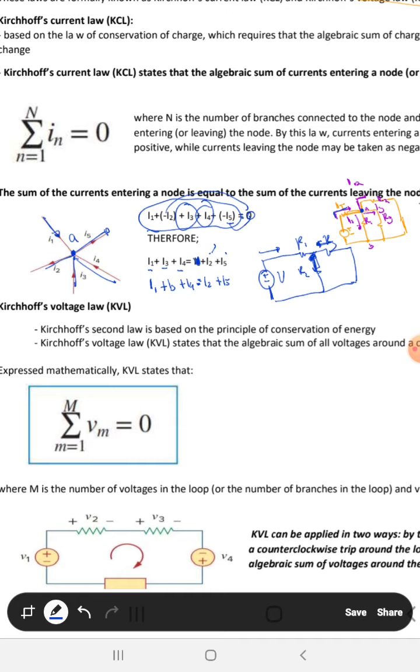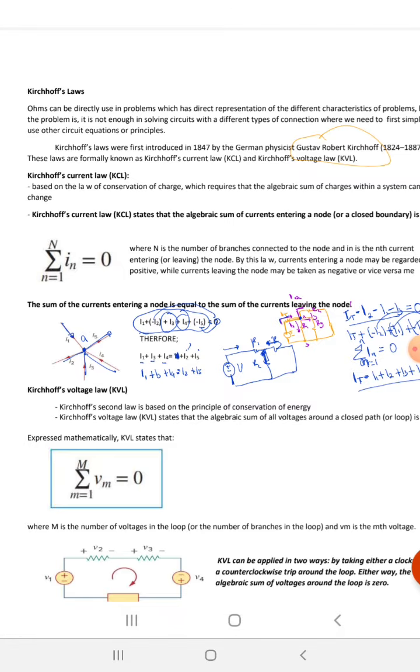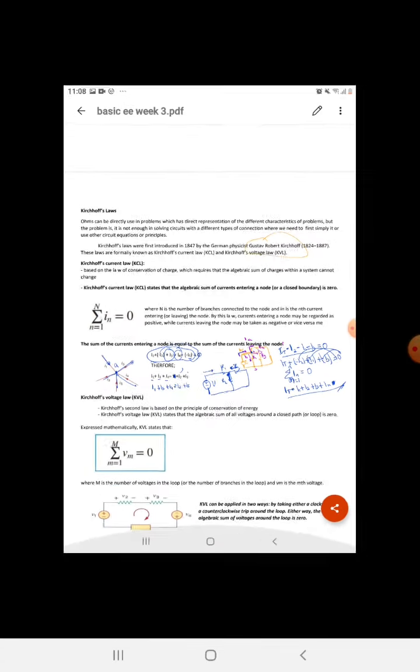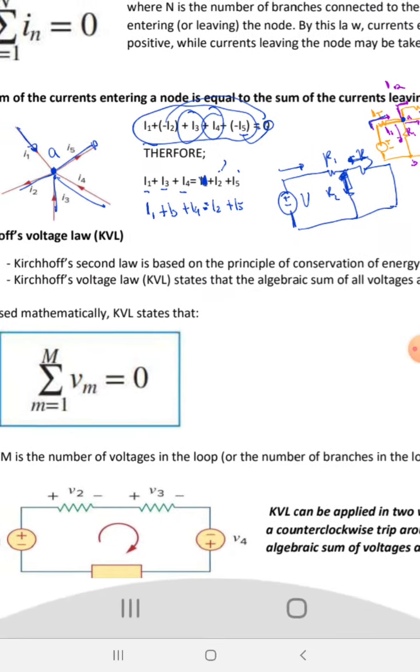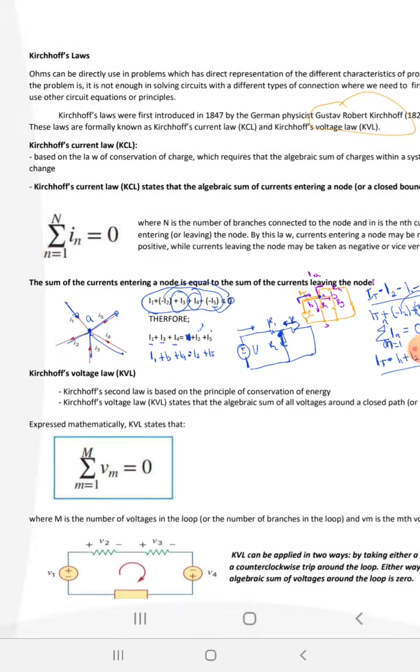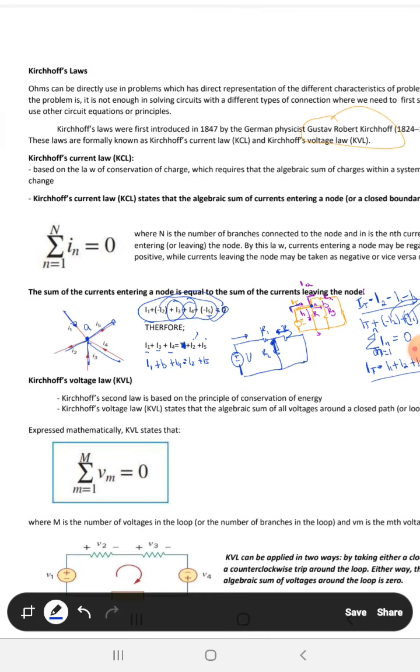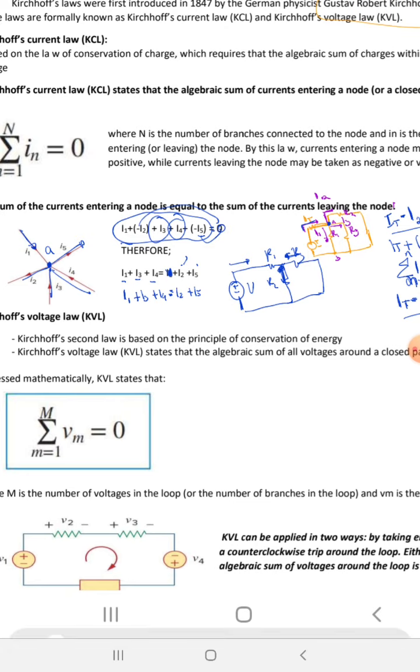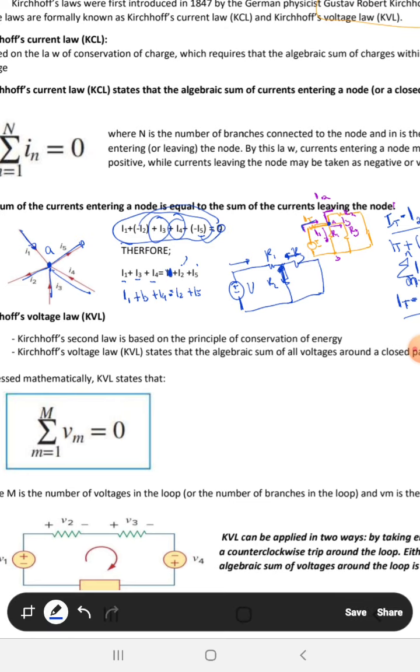Yung Kirchhoff's law of voltage nyo naman is hindi siya sa isang node. It is basically on a loop. So, dito, gagawa ka ng loop. Kirchhoff's voltage law states that the algebraic sum of all voltages around a closed path is 0. So, this is a closed path. Pwede ka rin gumawa ng open path kung gusto mo. But, I will have a KVL in a closed path in your clockwise direction.